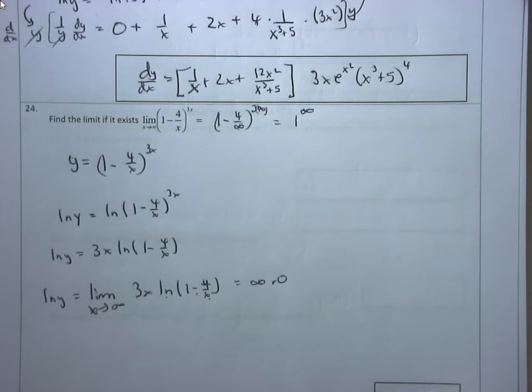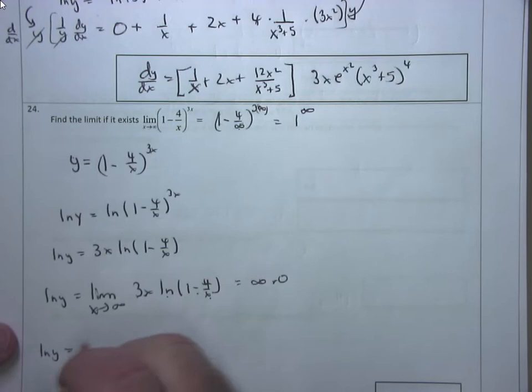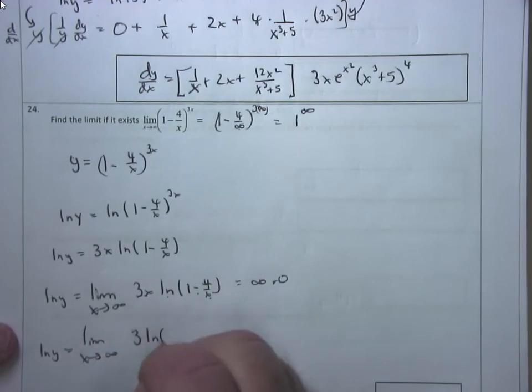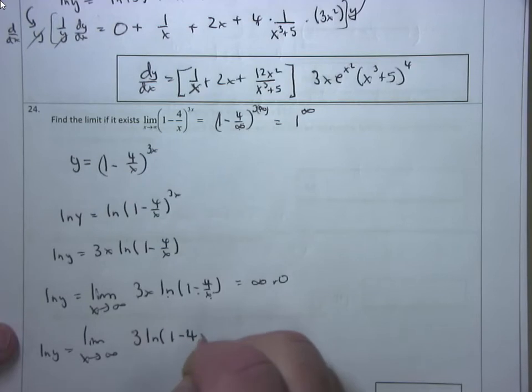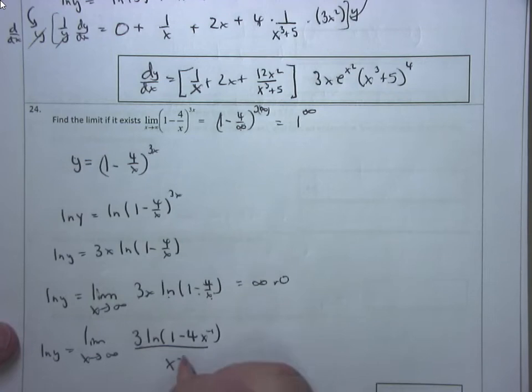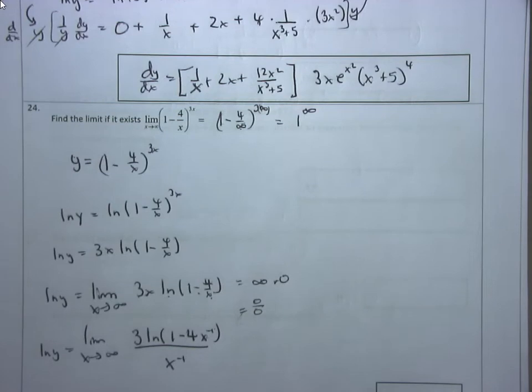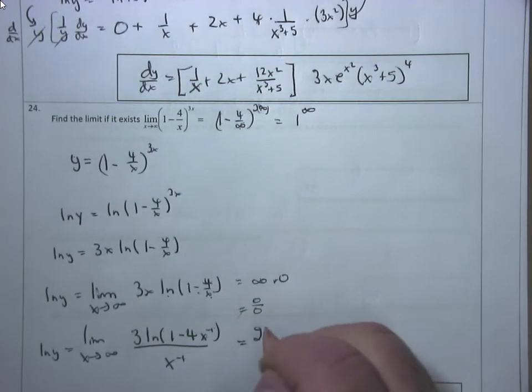Don't touch constants. So the natural log of y equals the limit as x approaches infinity of 3 times the natural log of (1 minus 4x to the negative 1), I'm going to clean him up because I'm going to take its derivative in a second, over x to the negative 1. And at this point, if you wanted to check it, x to the negative 1 is 1 over x. That's 1 over infinity is 0 times 4 is still 0. And 1 minus 0 is 1. Natural log of 1 is 0 over x to the negative 1, which is 1 over x. That's also going to be 0. So this means I get to use L'Hopital's rule.